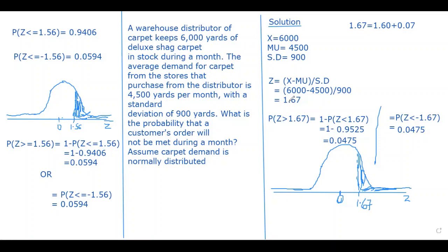So any question before we end our discussions? We started with binomial distribution. We came to Poisson distribution, hypergeometric, normal distribution, standard normal distribution.